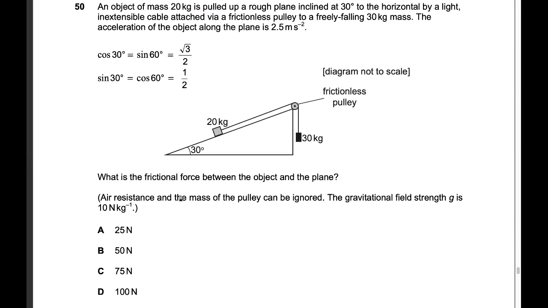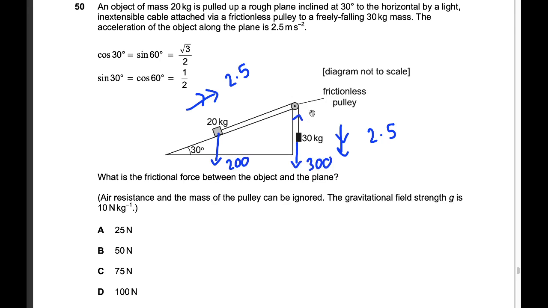Okay, so what is the frictional force between the object and the plane? So we know that this is in free fall. Well, it's freely falling at 2.5 meters per second. So this is going down at 2.5. And this must be then accelerating up the slope at 2.5. Okay, so it's an acceleration. We know that we've got a weight force here of 200 and a weight force here of 300. So I'm just timesing by 10 to put it into newtons.